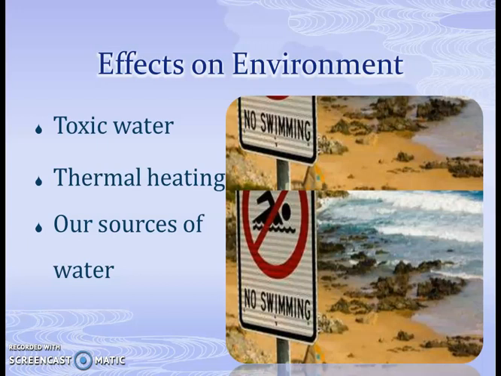Now, water pollution affects the environment as well as the living things within the environment. For example, the first effect is toxic water. Water pollution can make the water toxic, and drinking the toxic water or even irrigating fields with it by the farmers can result in many harmful results for humans as well as animals. Thermal heating is also another effect of water pollution on the environment. It can damage the sources of water, and if the sources of water are damaged, definitely it will result in environmental problems on the earth.